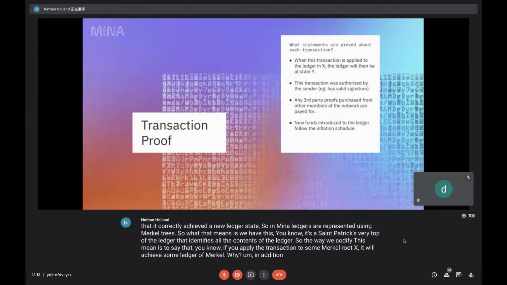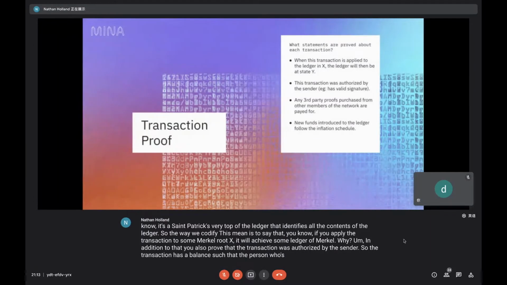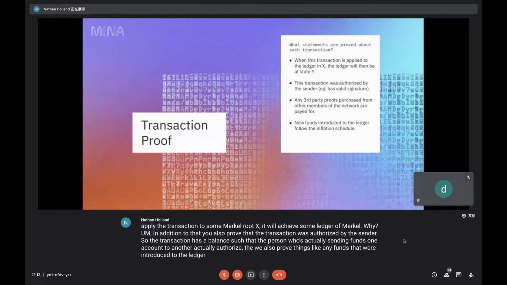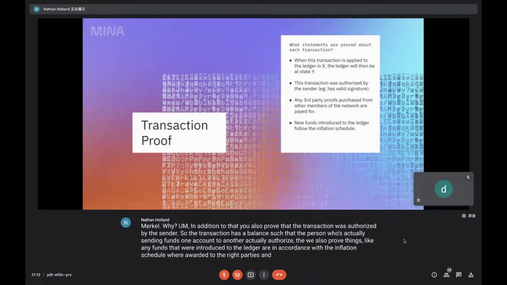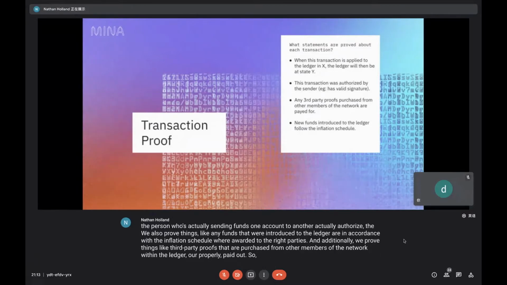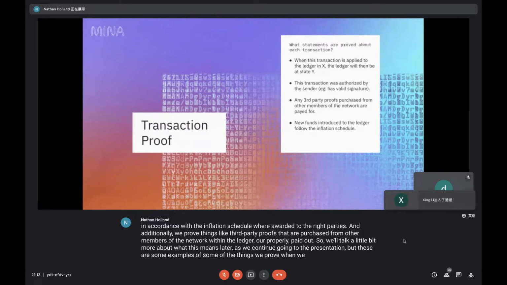In addition to that, you'll also prove that the transaction was authorized by the sender, so that the transaction has a valid signature, such that the person who's actually sending funds from one account to the other actually authorized it. We also prove things like any funds that were introduced to the ledger are in accordance with the inflation schedule and were awarded to the right parties. And additionally, we prove things like third-party proofs that are purchased from other members of the network are properly paid out within the ledger. We'll talk a little bit more about what this means later as we continue going through the presentation. But these are some examples of the things we prove when we apply transactions.